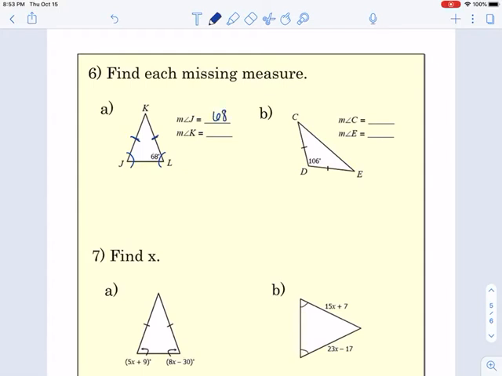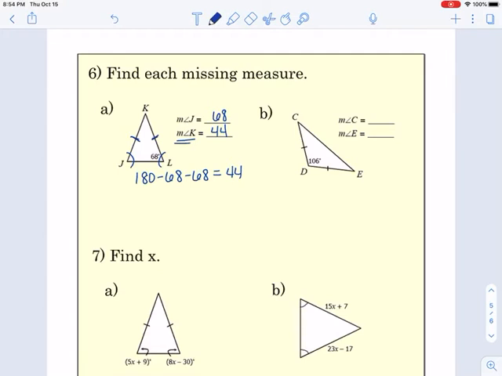Okay, and then we want to find out what angle K is. Again, there's 180 degrees in a triangle, and you've used 68 twice. So if you take that 180 and get rid of 68 twice, you should end up with an answer of 44. So that vertex angle here is going to end up being 44.